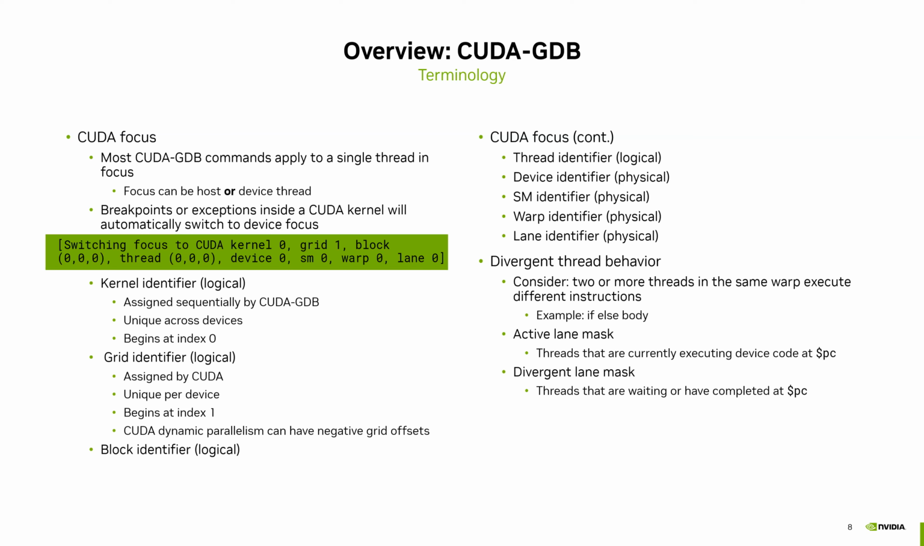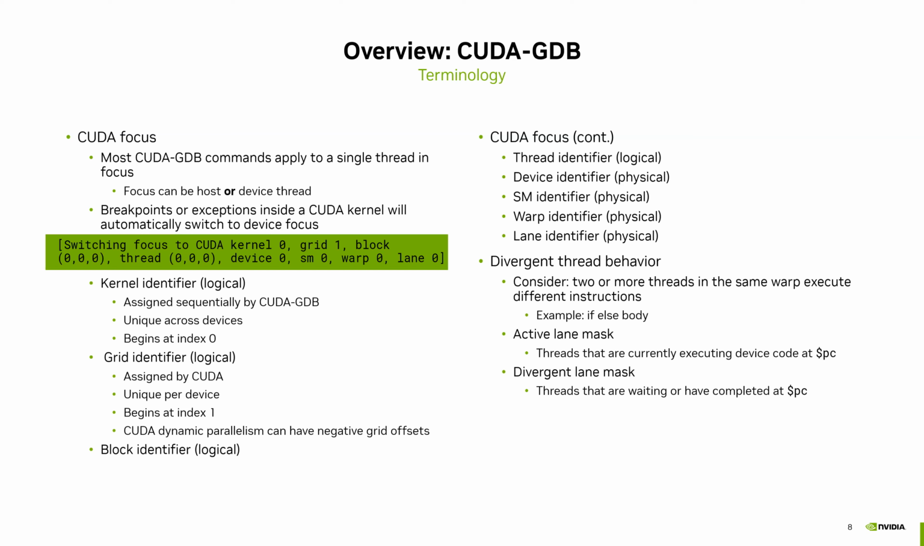Then we'll see a grid identifier. This is assigned by CUDA. Again, it's logical. It's unique per device. So if you have kernels running on multiple devices, you might see a conflict in the grid ID. This begins at index 1. And if your application is using CUDA dynamic parallelism, you can have negative grid offsets for child launches. Then we have a block identifier. This is going to be the 3D coordinate for a block, and the thread identifier, which again is a 3D coordinate. Then we have the physical identifiers, which are device, SM, warp, and lane.